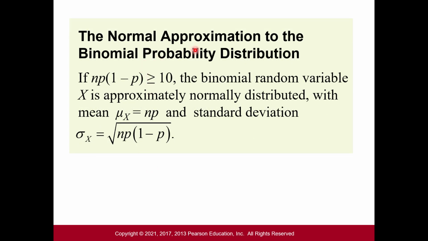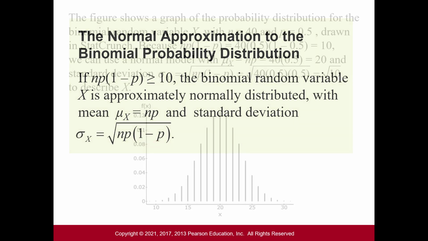So the normal approximation to the binomial probability distribution, this is just reiterating what we just said. If this calculation, n times p times 1 minus p, is greater than or equal to 10, then our binomial random variable is approximately normally distributed. And our mean, mu sub x, is just n times p, and the standard deviation, sigma sub x, is the square root of n times p times 1 minus p.